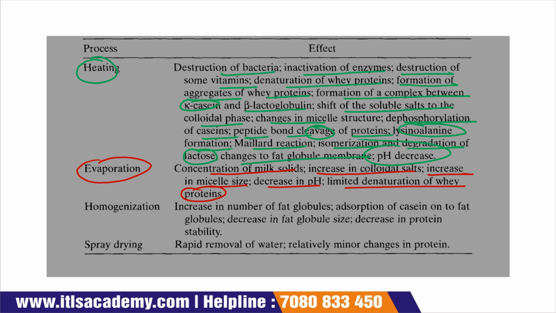Next is homogenization. In homogenization, there is an increased number of fat globules, absorption of casein on the fat globules, a decrease in fat globule size, and also a decrease in protein stability. And the last one is spray drying. In spray drying, there is rapid removal of the water and relatively minor changes in the protein. So these are the processes and their effects on milk and milk products.